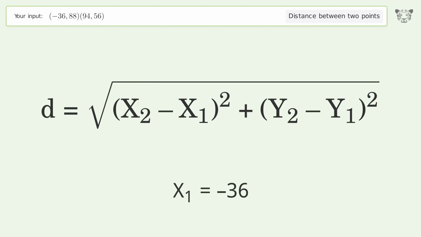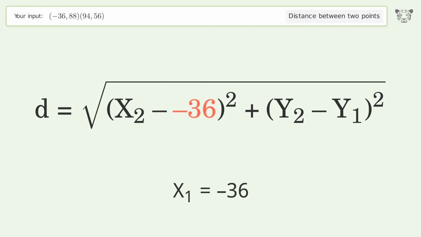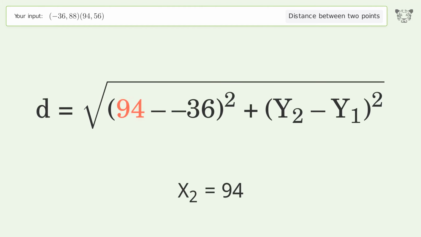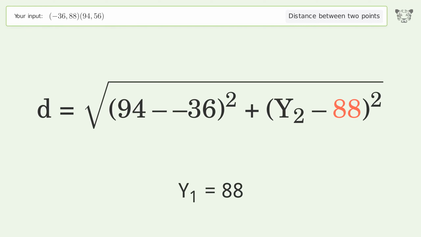x1 equals -36. x2 equals 94. y1 equals 88. y2 equals 56.